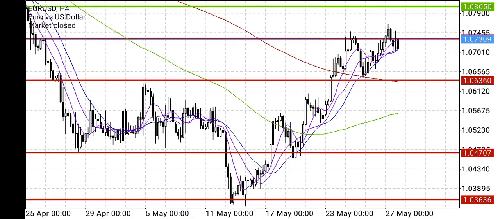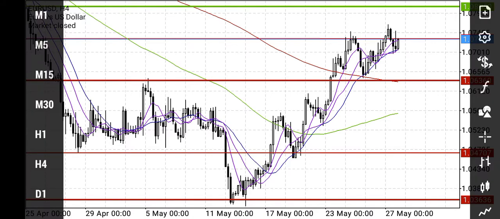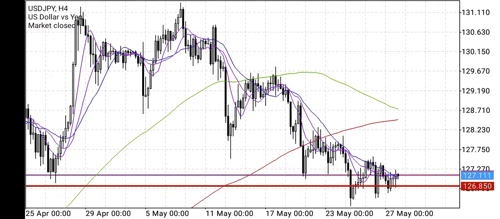But one thing is for sure: if you are planning on buying EURUSD, you must wait for EURUSD to break past 1.08050, then wait for the candlestick to close above that level. It must close above that level, then you might have high conviction that price is going to keep going up. So let's switch to USDJPY.